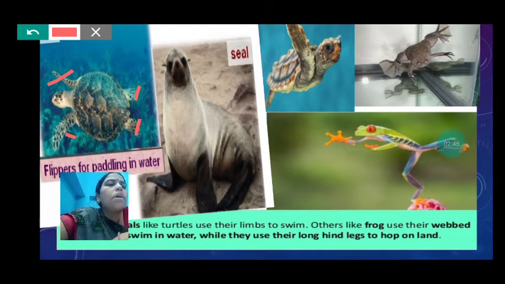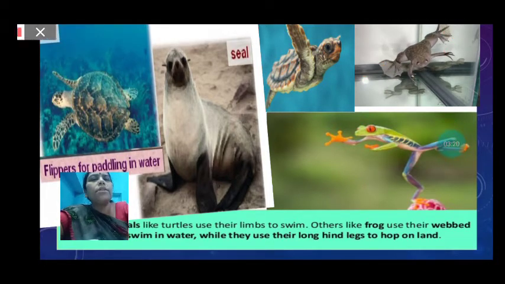Others like frogs use their webbed feet to swim in water. As you can see, the webbed feet of the frog. The webbed feet help the frog to swim in water, while they use their long hind legs to hop on land. We know that the frog is an amphibian. It can live both on land as well as water. The webbed feet help the frog to swim in water, and the long hind legs, the back legs of the frog, help it to hop on land.